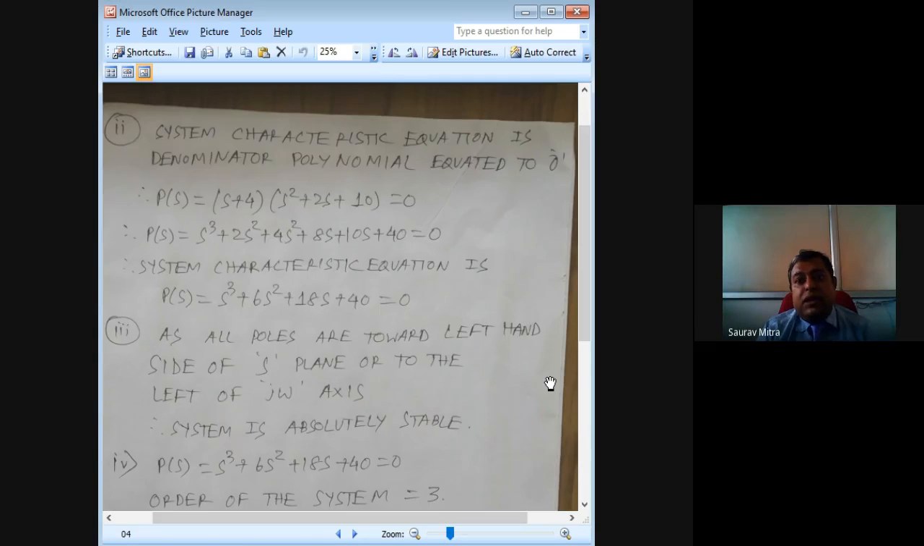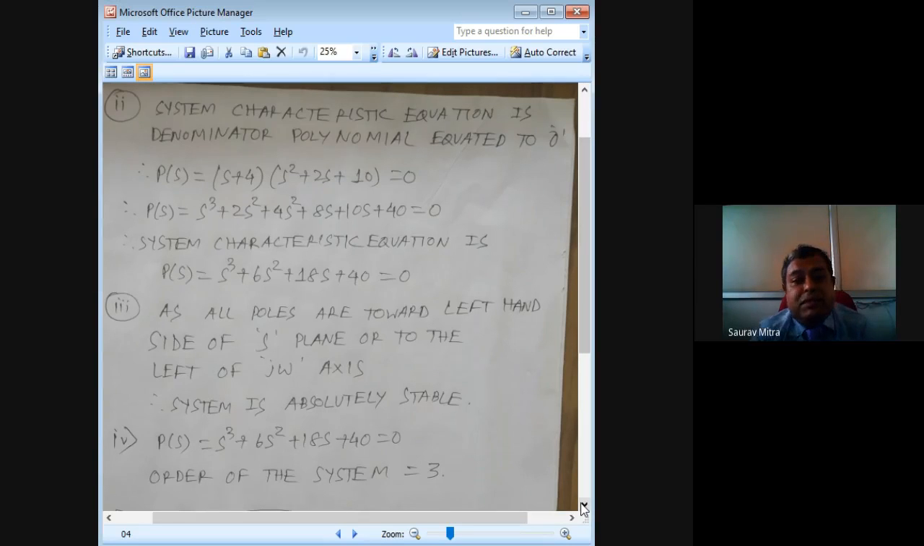So I have gone to a new page, a new diagram. Just see what is meant by system characteristic equation. The characteristic equation is nothing but the denominator equation of the system. Now the denominator equation: C(s)/R(s) is given, numerator was s into s plus 3, denominator was s plus 4 into s square plus 2s plus 10. So very easy thing, there is nothing difficult.